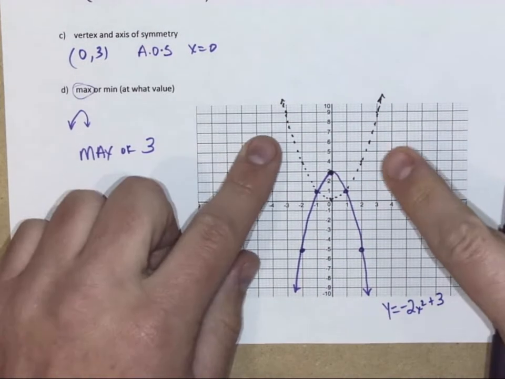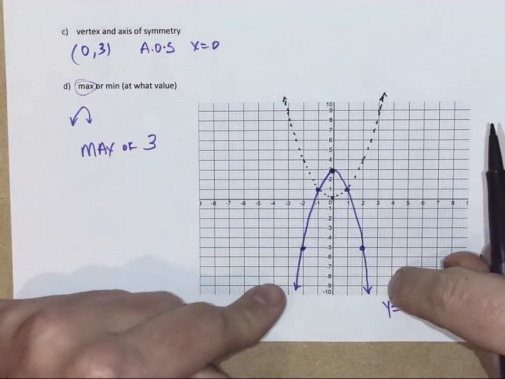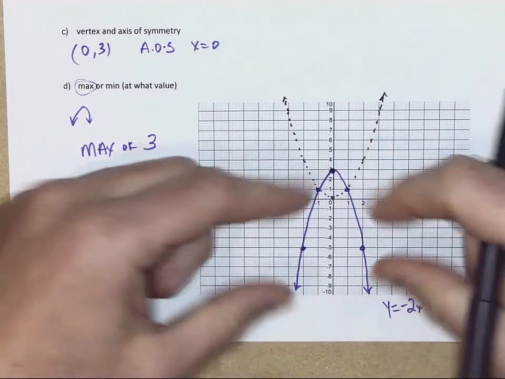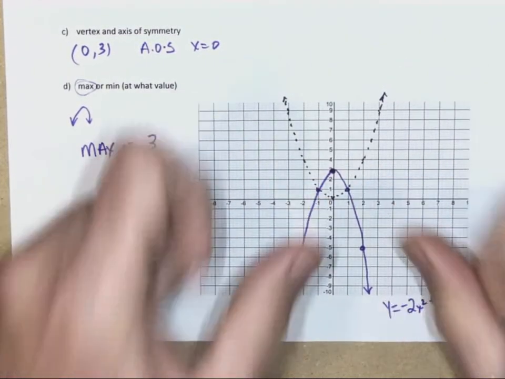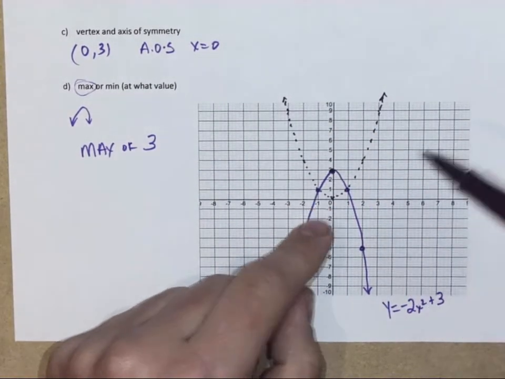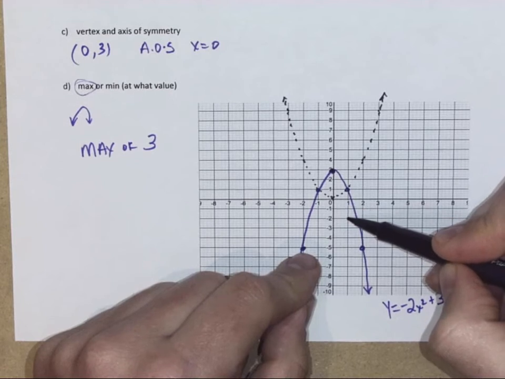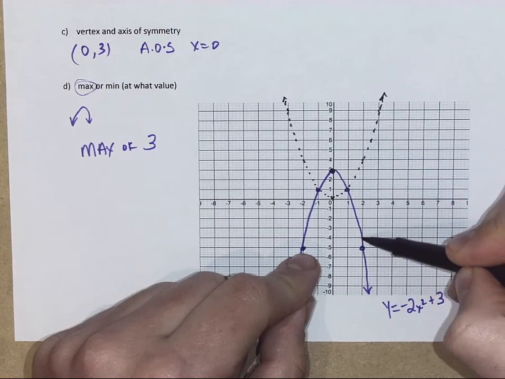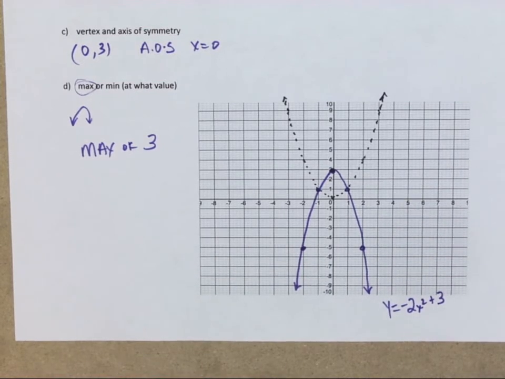But we can see compared to our default, up above we said it's reflected, so instead of opening up, it opens down. It's stretched by a factor of 2, so this definitely looks like it starts getting narrower much quicker, and it's translated 3 up. Every move is done 3. So this point reflected times 2 and moved up 3. This point reflected times 2 and up 3. And that's how we put it all together.